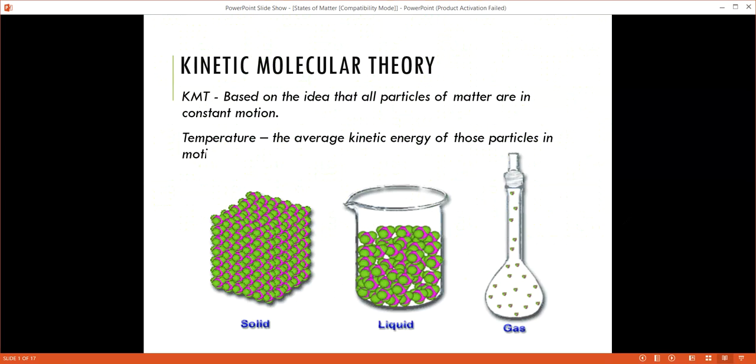All right, so we'll start by talking about the kinetic molecular theory. Kinetic molecular theory is the idea that all particles in all states of matter are in constant motion. How quickly those particles are moving depends on what state of matter that substance is in. Temperature, then, is the average kinetic energy of those particles in motion in those different states of matter. Okay, so we're going to talk about the three different states of matter next: solid, liquid, and gas.